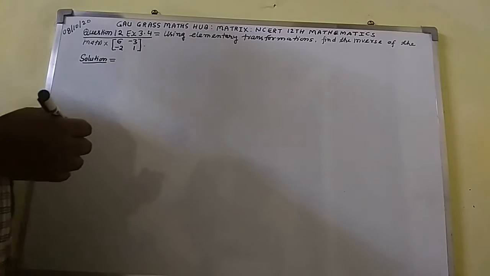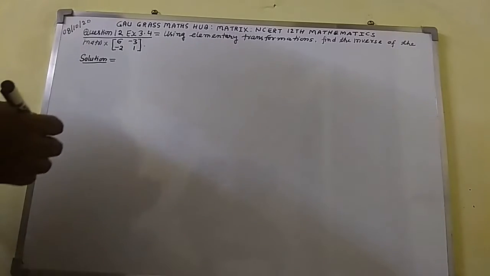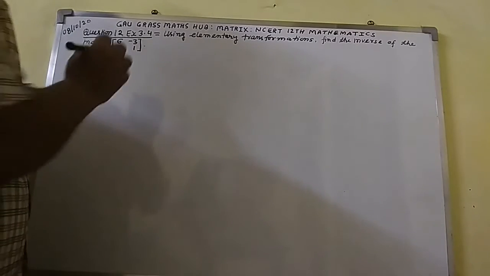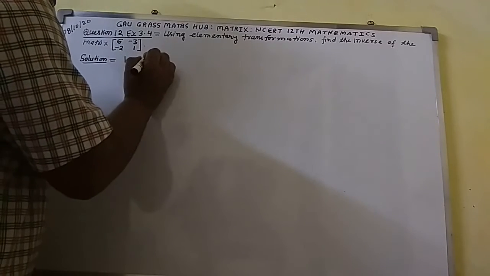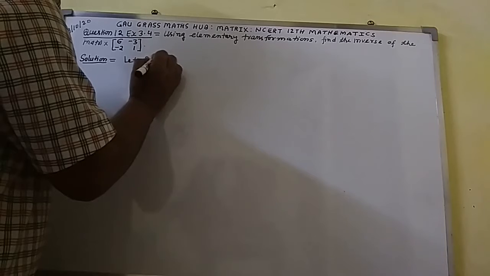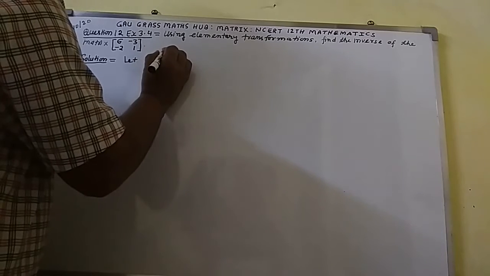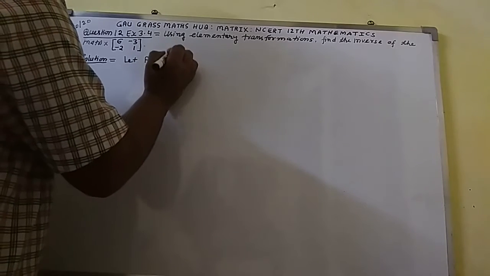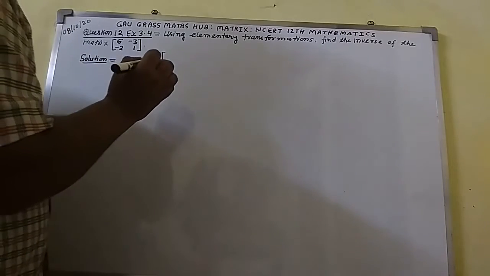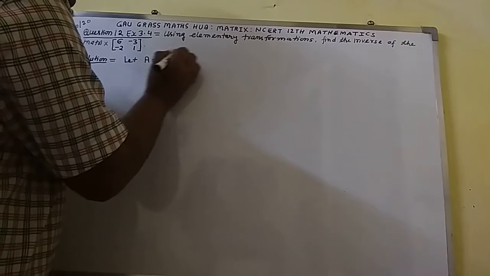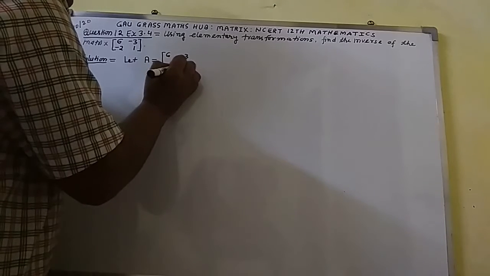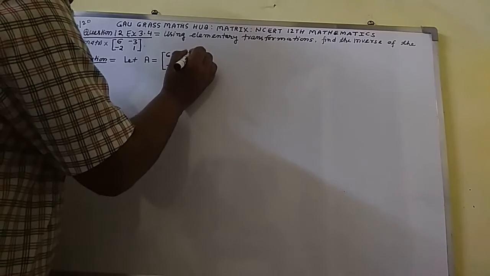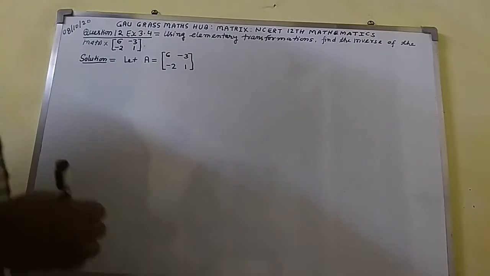Let us see how this question will be solved. Here I shall write, let the matrix A equal to [6 -3; -2 1].